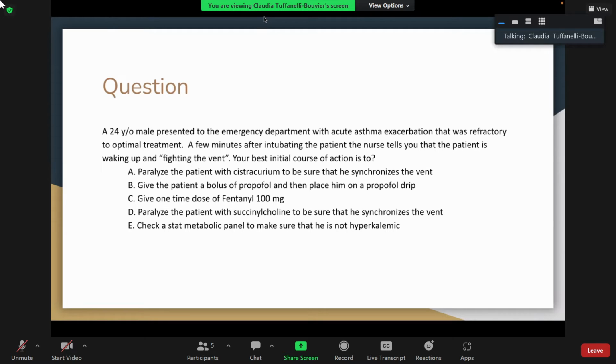A few minutes after intubation, the nurse tells you that the patient is waking up and fighting the vent. Your best initial course of action is: A, paralyze the patient with cisatracurium to be sure that he synchronizes the vent. B, give the patient a bolus of propofol and then place him on a propofol drip. C, give a one-time dose of fentanyl, 100 micrograms. D, paralyze the patient with succinylcholine to be sure that he synchronizes the vent. Or E, check a stat metabolic panel to make sure that he is not hyperkalemic.